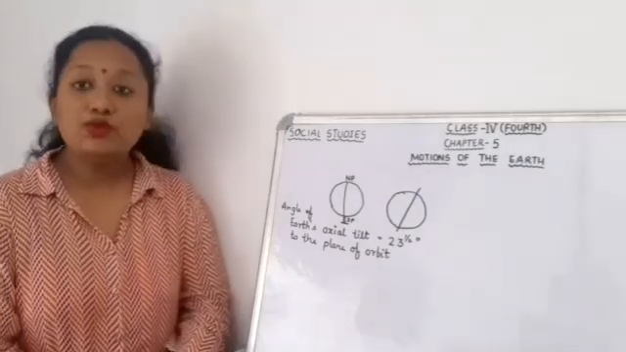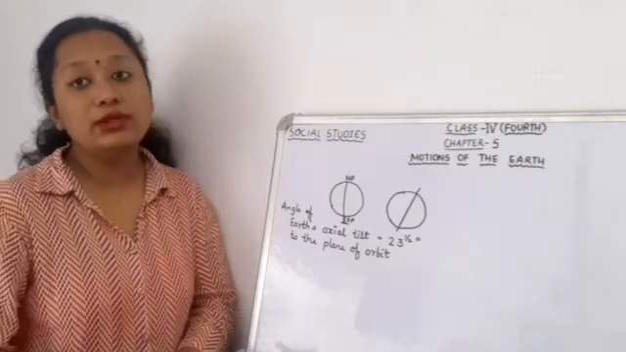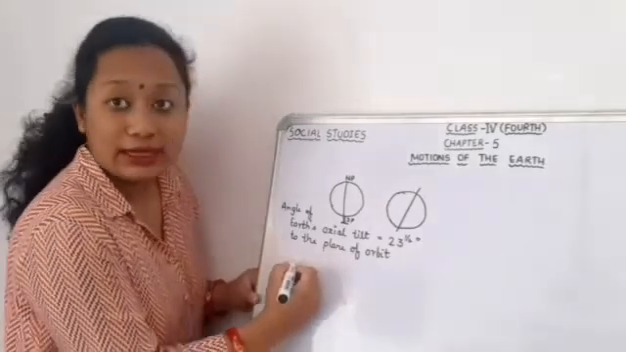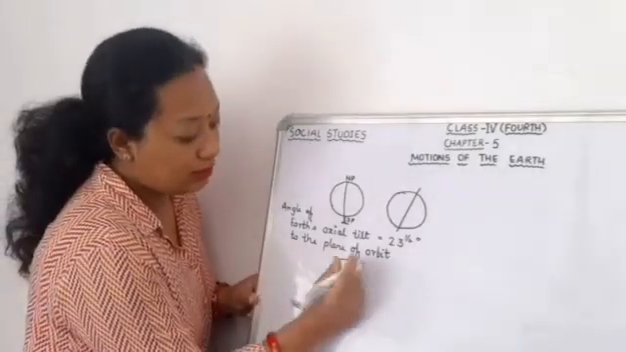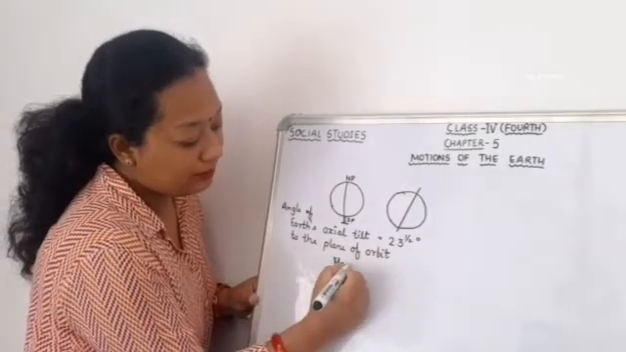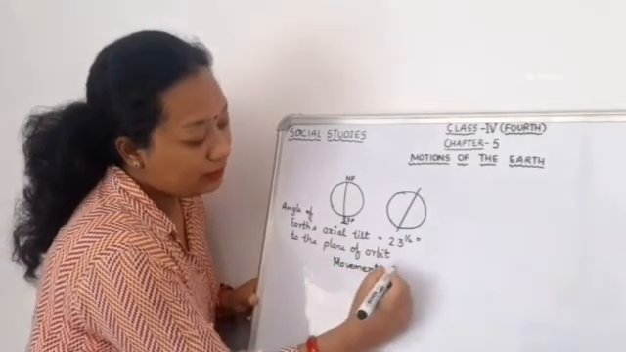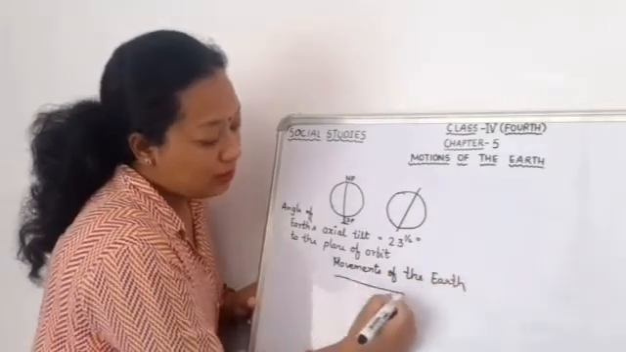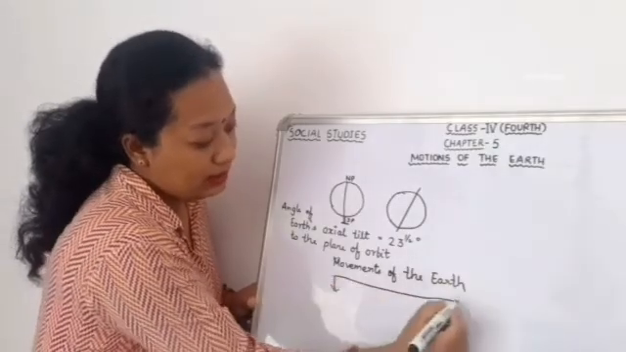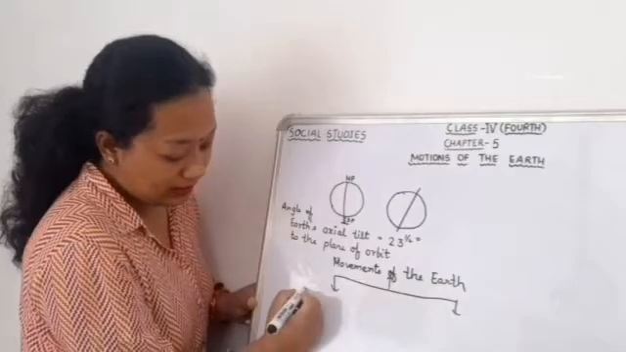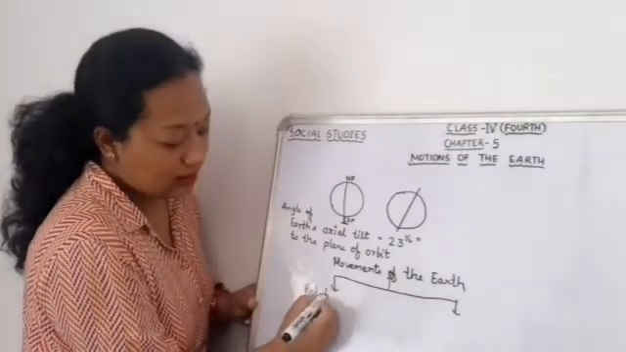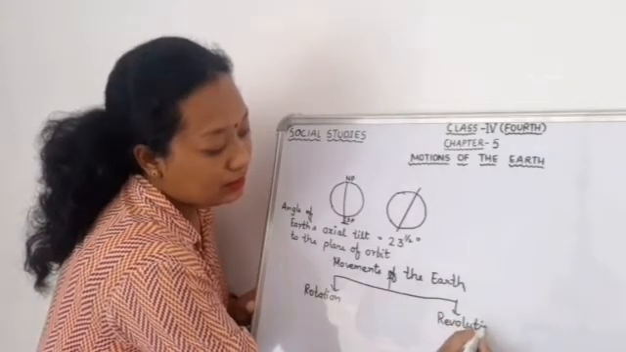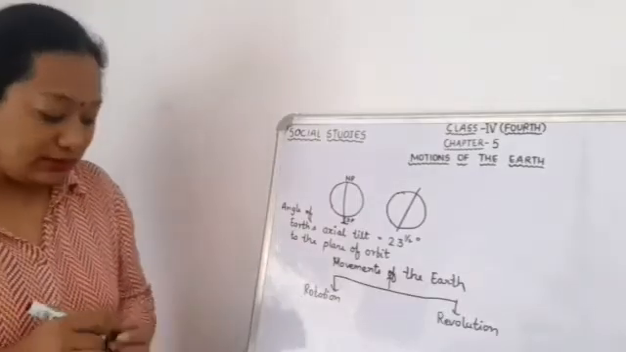Then second comes the movements of the Earth. The Earth has two major motions. You must have studied this in your previous classes also. What are they? Number one is rotation, and number two is revolution. You all know what rotation and revolution are.